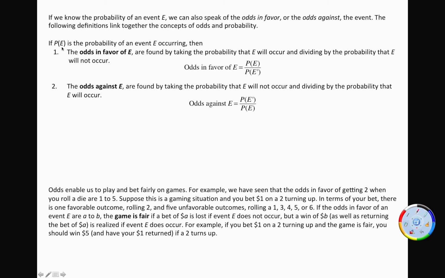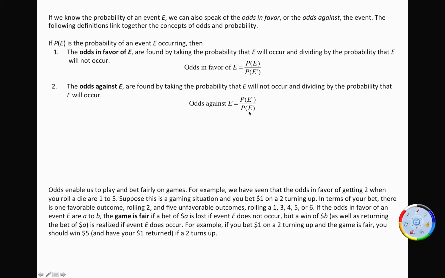So if P(E) is the probability of an event E occurring, then the odds in favor of E are found by taking the probability that E will occur and dividing it by the probability that E will not occur. The odds against, we take the probability that E will not occur over the probability that E will occur.